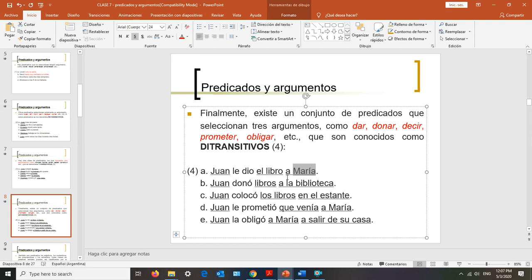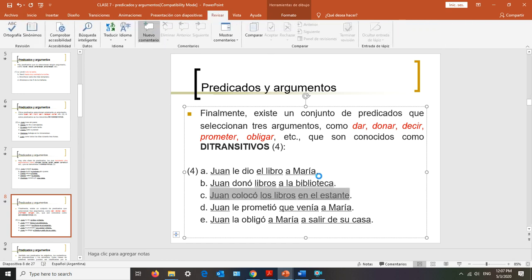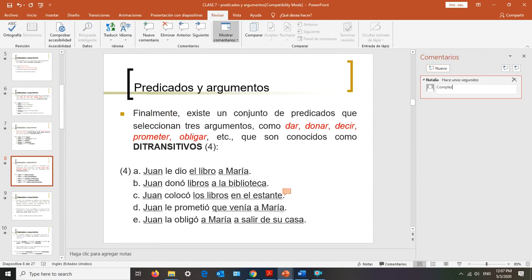In donar libros a la biblioteca, this prepositional phrase is no longer an indirect object, but perhaps more elocutive. Colocó los libros en el estante. This is the case in which you have a direct object and then an obligatory adverbial, because you put something somewhere. This is what in English is called a complex transitive verb, right? Remember this.